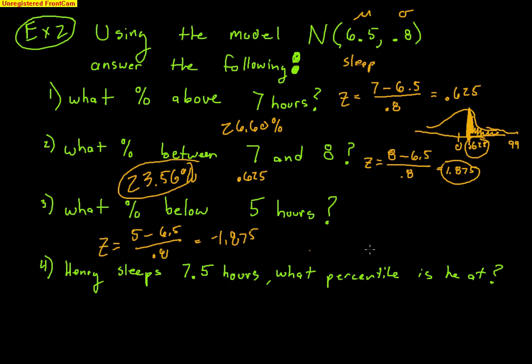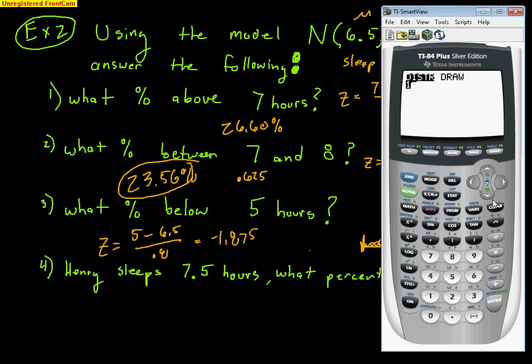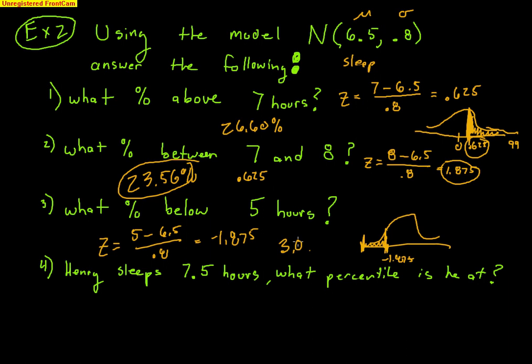So again, I want to find the percentage below this. So when I go below this, somewhere down here is negative 1.875, and I want to find below it. So again, starting point, ending point. I'm going to start way down at like negative infinity, but for me that's going to be negative 99 because I don't really have a negative infinity button. So negative 99, comma, negative 1.875. And this is going to tell me that there's a very low percent, about 3.04%. So about 3.04% of high schoolers get below 5 hours of sleep. That's good because you definitely don't want to get too few hours of sleep.